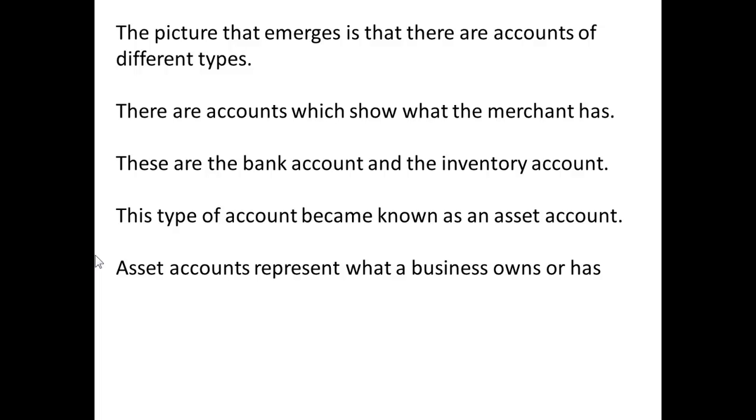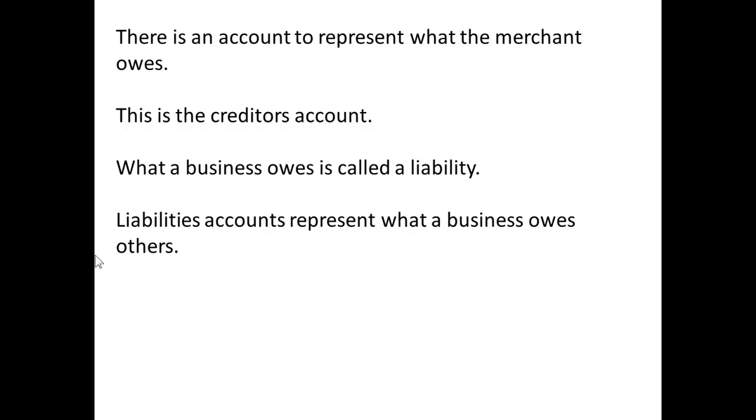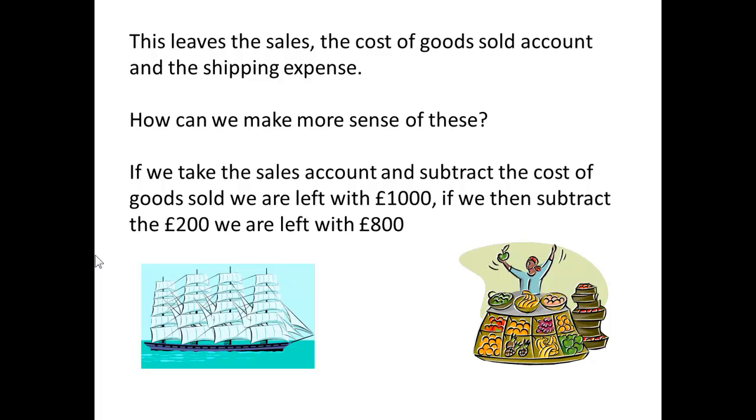So you can see expense accounts now, if you put debits in them, they increase the expenses. So the picture that is emerging is that there are accounts of different types. There are accounts which show what the merchant has. Those are the bank account and the inventory account. And that type of account became known as an asset, an asset representing what a business owns or what a business has. And there are accounts to represent what the merchant owes. Those are creditors' accounts. So what a business owes is called a liability. Liabilities accounts represent what a business owes to other people or other businesses. So that leaves sales, cost of goods sold, and the shipping expense.